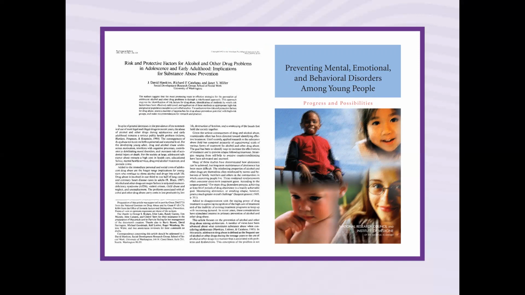Two sources in particular are helpful in identifying root causes. Hawkins, Catalano, and Miller's classic piece on risk and protective factors provides us with a basis for the root causes that contribute to alcohol, tobacco, and other drug use. And the National Research Council and Institute of Medicine's report, Preventing Mental, Emotional, and Behavioral Disorders Among Young People, provides additional information about potential root causes for mental health issues aside from genetic factors.